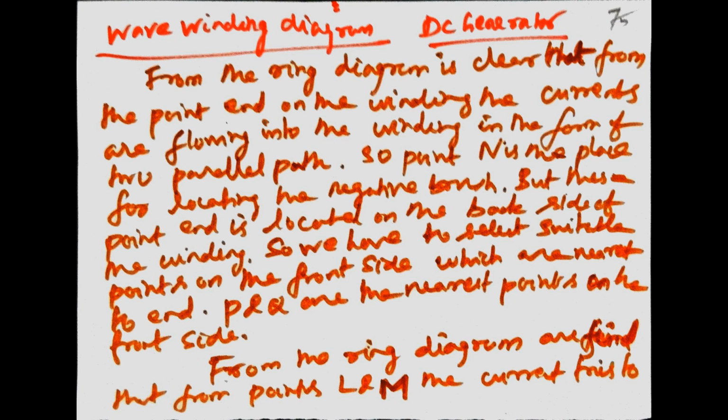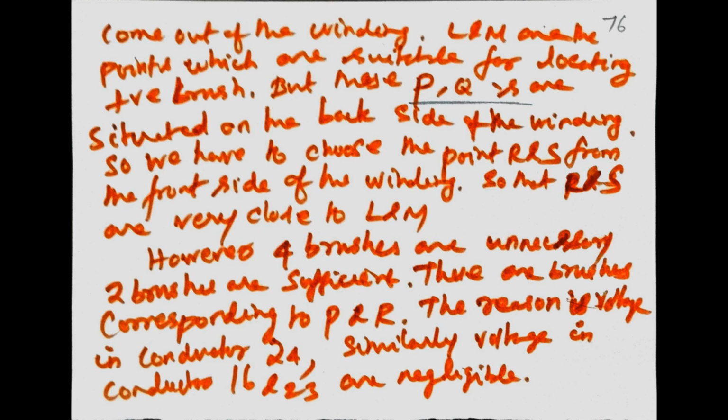P and Q are the nearest points on the front side. From the ring diagram, we will find that from points L and M, the currents come out from the winding. L and M are the only points which are suitable for locating the positive brush, but these points are situated on the back side of the winding. So we have to choose the points R and S from the front side of the winding, so that R and S are very close to L and M.